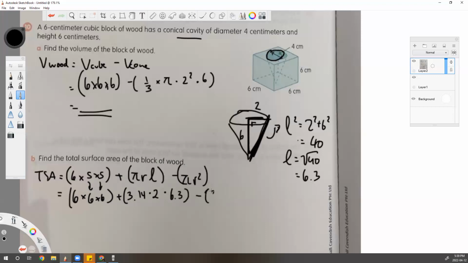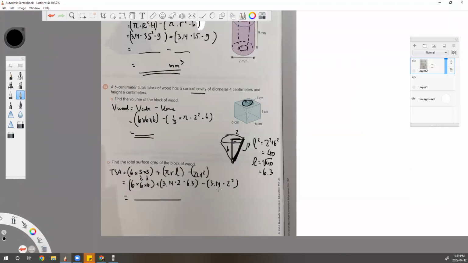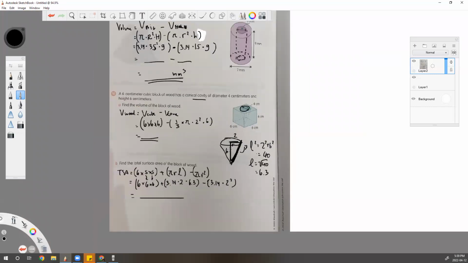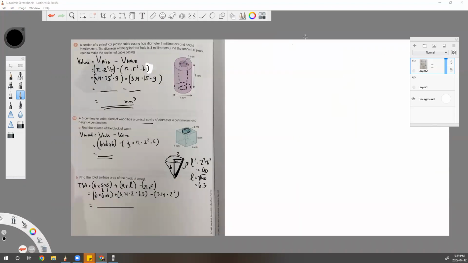3.14 times r, 2 squared. Can you do it by yourself, Stacy? This number? Okay. If it is the number, I want you to do it by yourself because it will be too much if I do this.